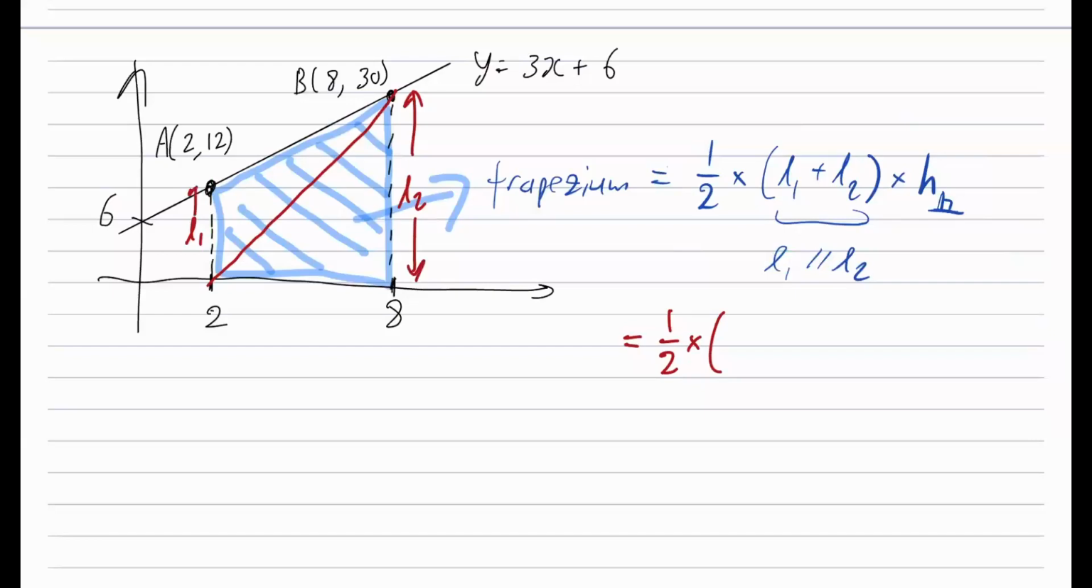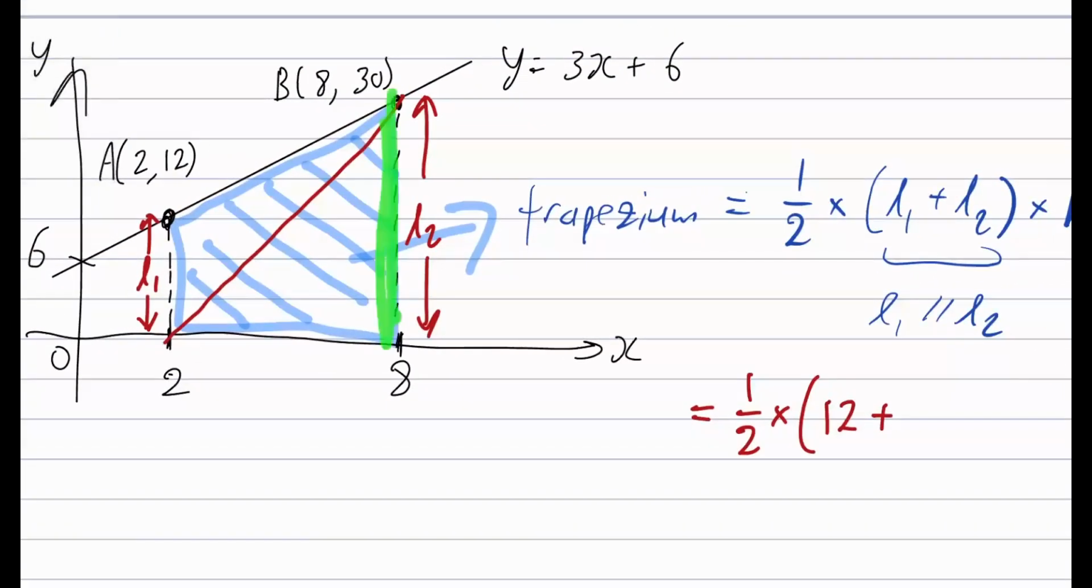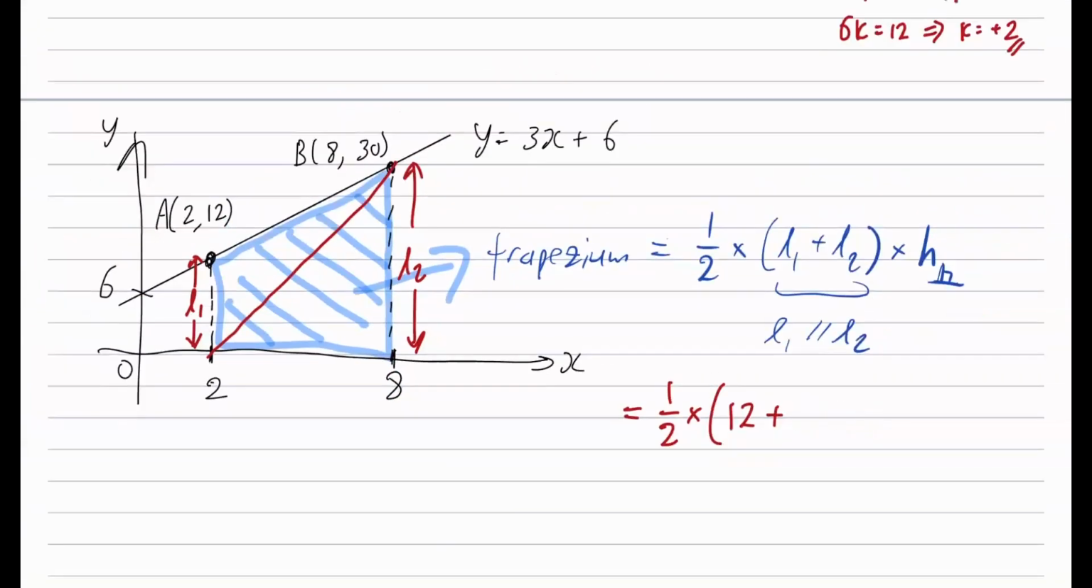What is L1? L1 is 12, exactly. What's L2? L2 is this vertical. This point here is B, (8, 30). X equal to 8, you get 30. So what is L2? 30. Yes, it's just 30. Very good. That's it. No trick questions, just a simple question.